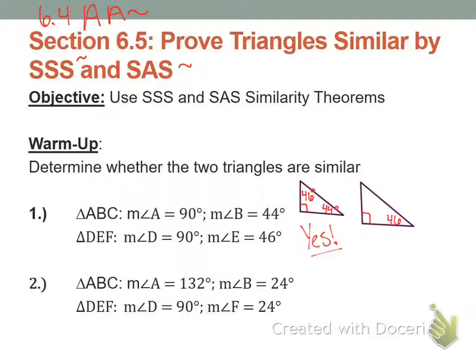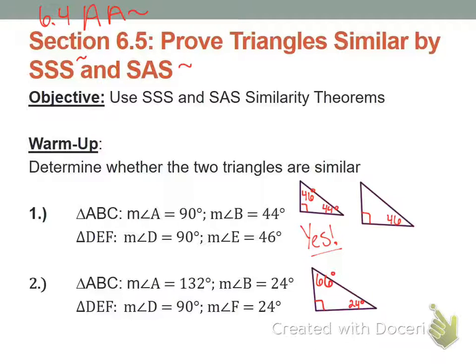Let's look at least one of our triangles. I'm going to look at the one with the 90 degrees because I think that one's easier. Okay, I know I've got two angles that match. What's my last angle going to be for my bottom triangle? 66. Are we all okay with that?